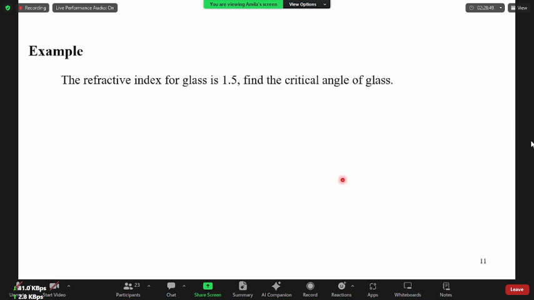Okay, then try this example. Try this example. The refractive index of glass is given. It asks for the critical angle of glass.